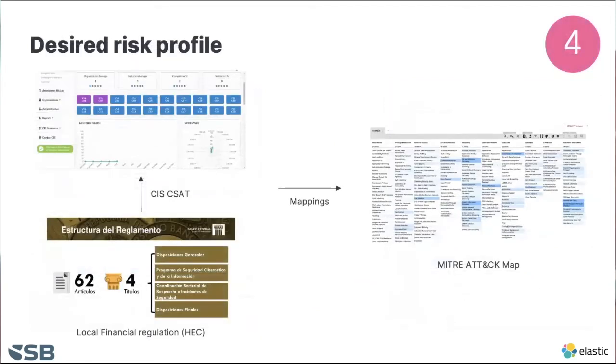As you can see from the following diagram, we map our regulation, which has 292 controls, to the CIS Critical Security Controls. We use a tool called CIS-CSAT to follow the progress of security controls and program implementation. Then we map the combined regulation to ATT&CK techniques. As mentioned before, the idea is to have a combined view of coverage of controls, threats, and defenses.